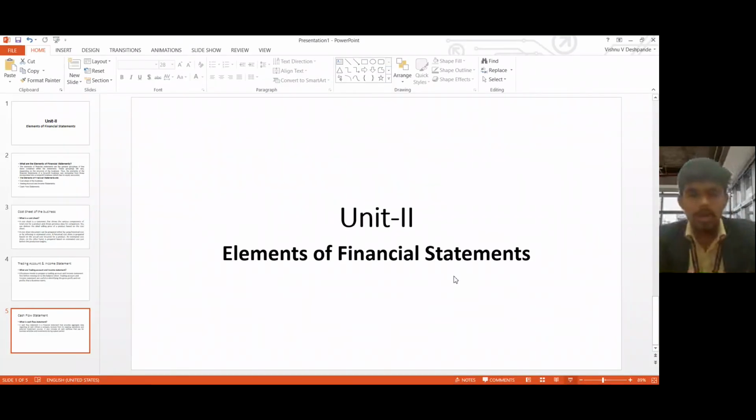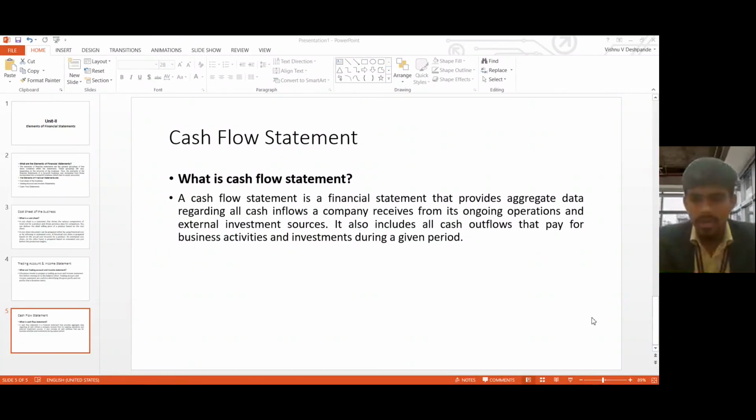So these are the elements of financial statements. I hope you all understood the point.